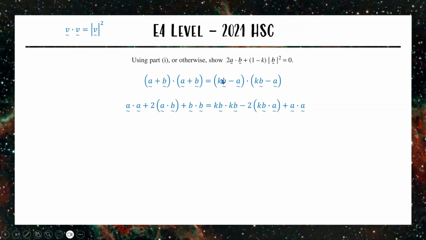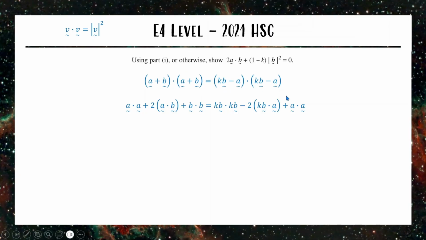Over on the other side, we have kb dotted with kb. Then again in the middle, we're going to get kb with negative a and negative a with kb, so we're grouping them together as negative 2 times kb dot a. Doesn't really matter what order they're in. Then on the end, we have negative a dotted with negative a, which is positive a dot a. So we're basically just doing a big FOIL perfect square expansion here. Same properties apply for dot products as multiplication.